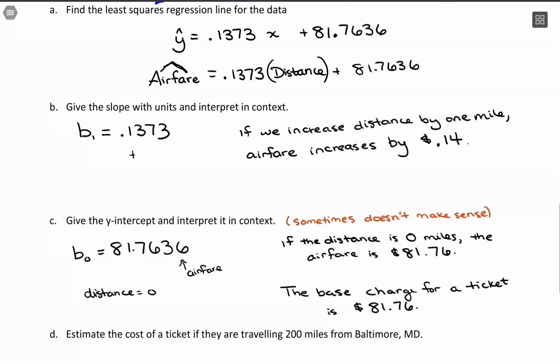The cases where it doesn't make sense, most often you could have a y-intercept that's negative, and with that, I would just not even interpret it. I would just say the y-intercept does not make sense in context. It was coming out to be negative. It doesn't mean our line is incorrect. It's just sometimes it doesn't make sense to interpret it.